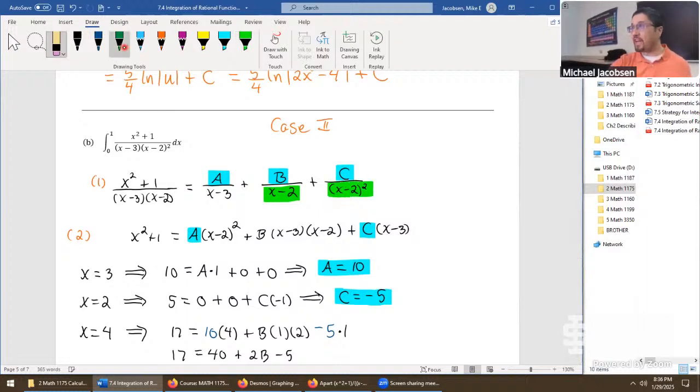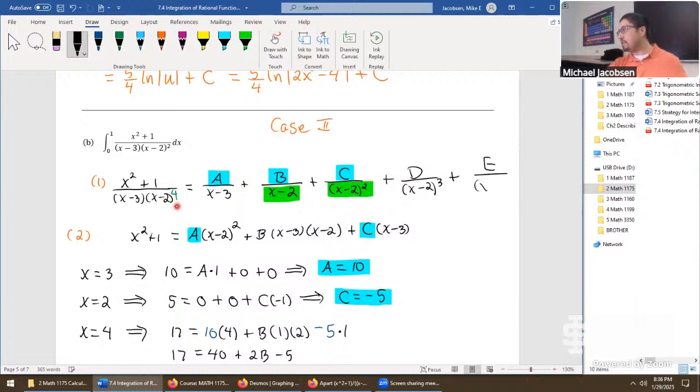And just to add a little bit more to that question, suppose that was to power 4, the problem would be a lot worse, but we would have to go plus d x minus 2 to the third power, and then we'd have to go plus e x minus 2 to the fourth power. So whatever the power is right here, we have to list out all of those terms until we get to that high power. Does that make sense with that question there?